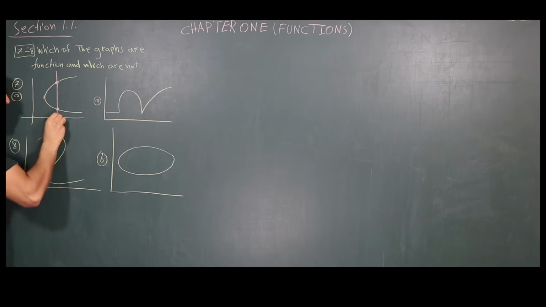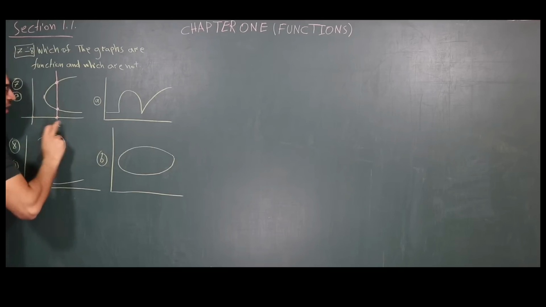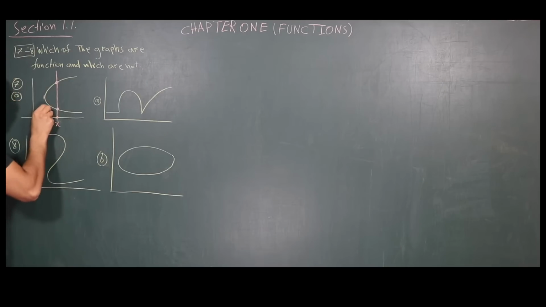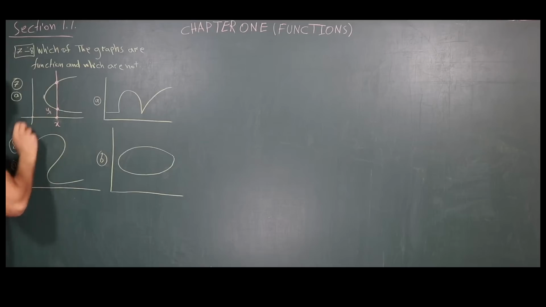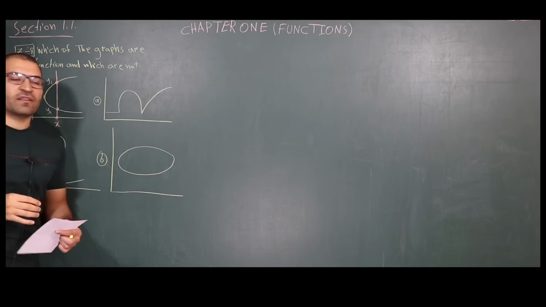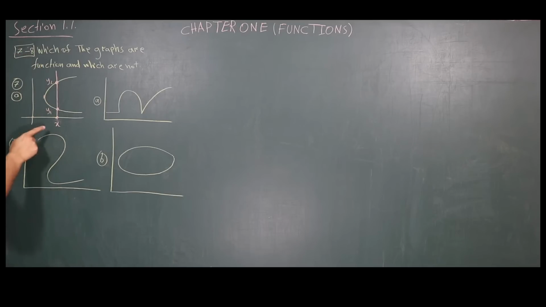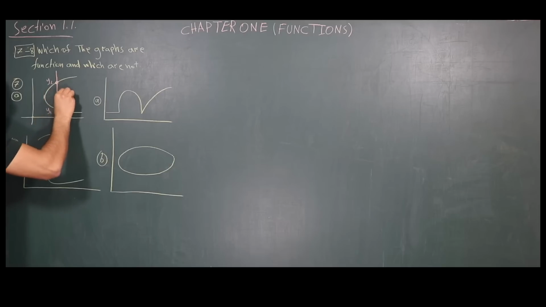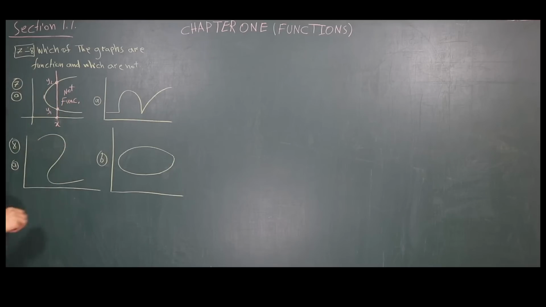That means that we have some element x in the domain, and this x has two y's, for example, let's say y1 and y2. So this will violate the condition of the function. That means one element in the domain is connected with two elements in the range, so this is not a function.